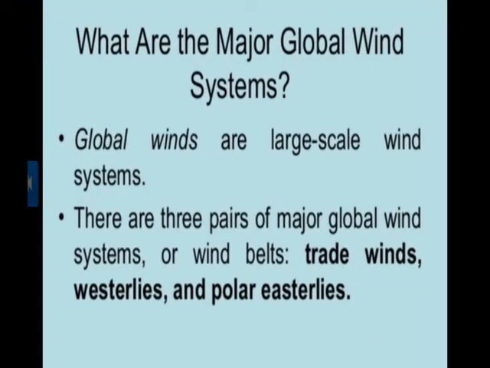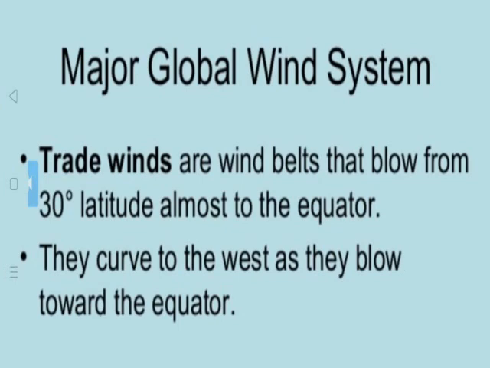What are the major global wind systems? Global winds are large-scale wind systems. There are three pairs of major global wind systems or wind belts, which we are going to talk about as trade winds, westerlies and easterlies. Major global wind systems. Trade winds are wind belts that blow from 30-degree latitude almost to the equator. They curve to the west as they blow towards the equator.